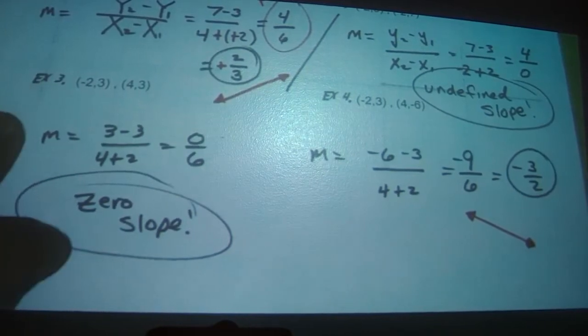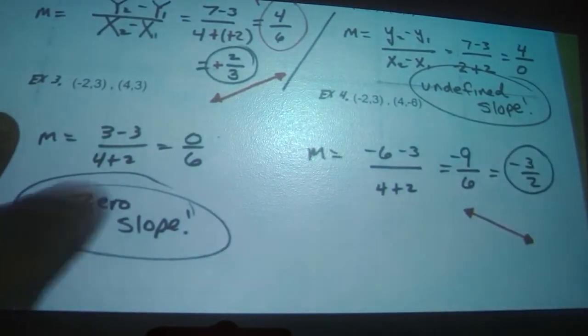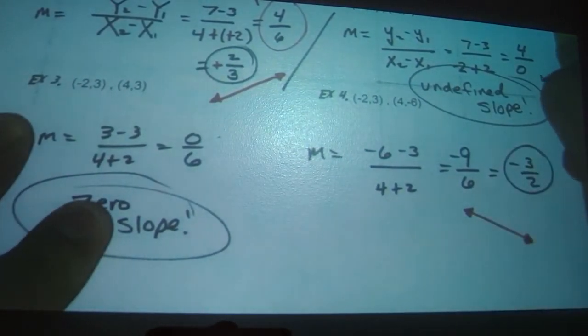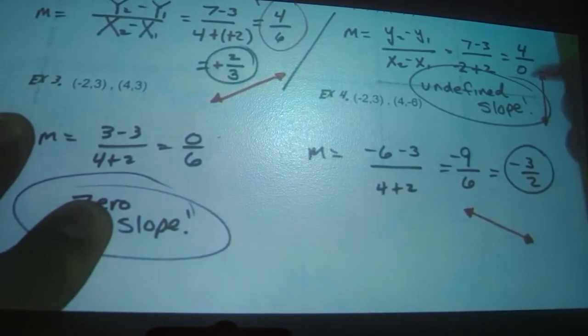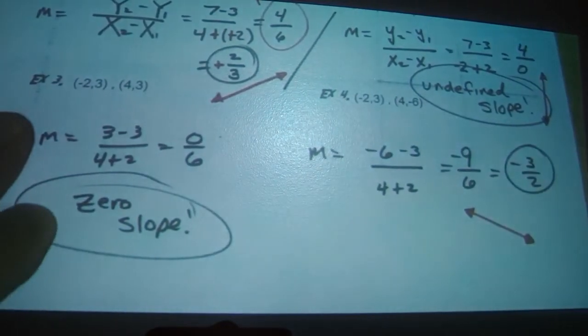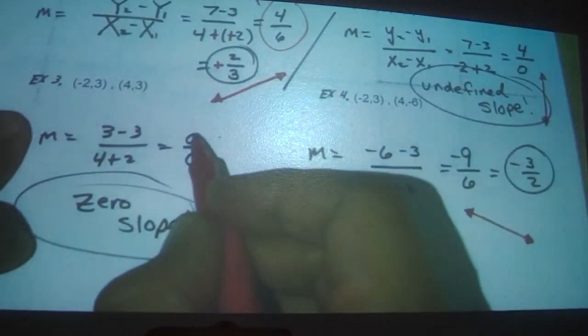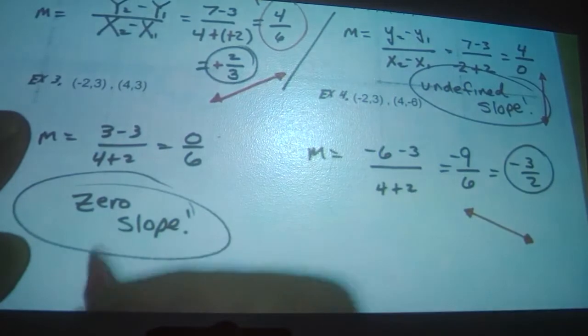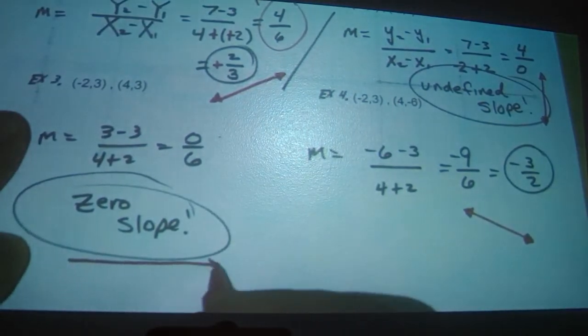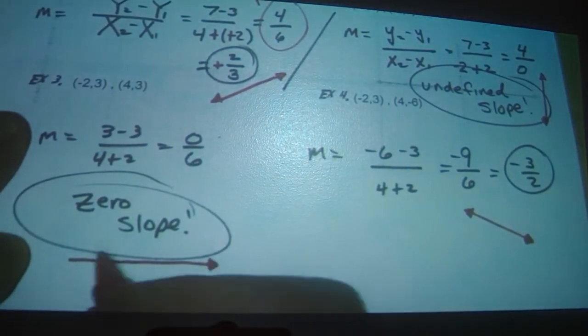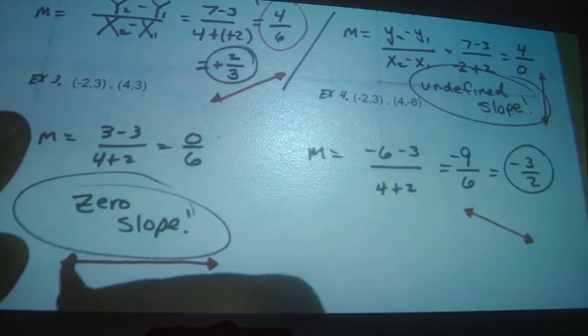Okay, next is undefined slope. Undefined slope is a vertical line. Looks like this. Remember rise over run? This has rise but no run. So it goes up and down but not side to side. This one has no rise but it has some run, so this one is a horizontal line. Remember, horizontal is like the horizon, goes side to side.